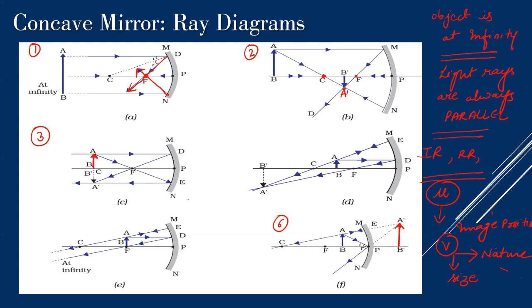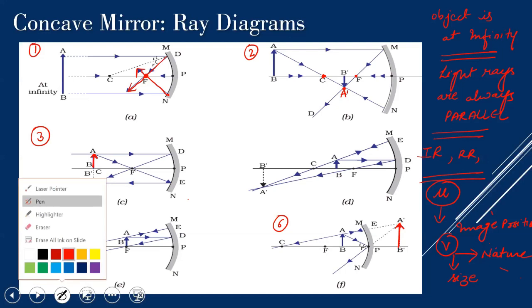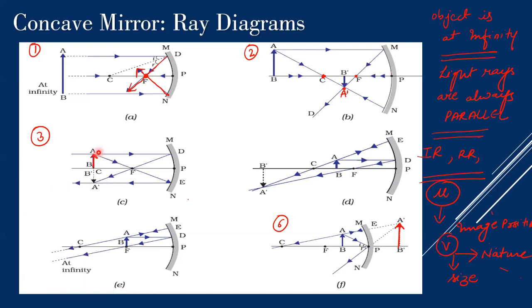Now one ray I am taking parallel to the principal axis. It is passing through focus. Another ray I am taking is passing through focus. So if it's passing through focus, the reflected ray has to be parallel to the principal axis. So now these two rays meet at the same point just below the center of curvature. Now this is where my image is formed.